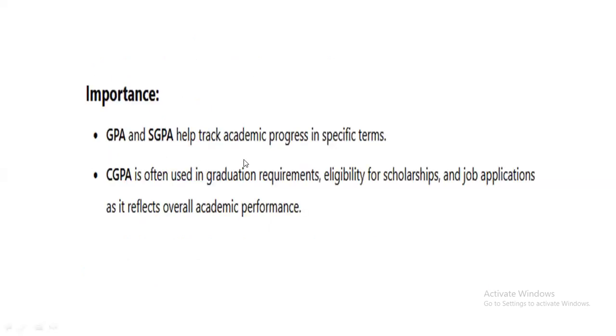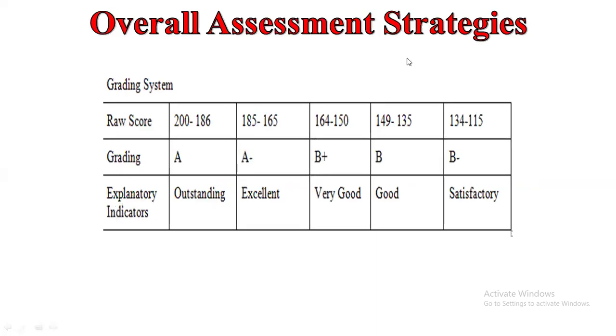GPA and SGPA help track academic progress in specific terms. CGPA is often used in graduation requirements, eligibility for scholarships, and job applications. It reflects overall academic performance. Overall assessment strategies. This is the raw score grading explanatory.